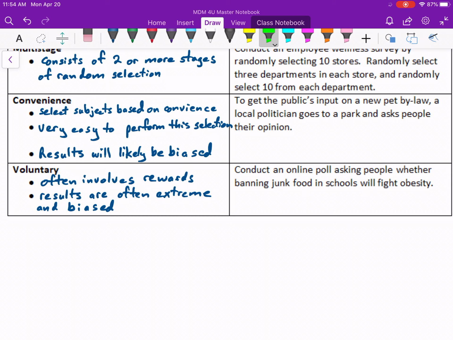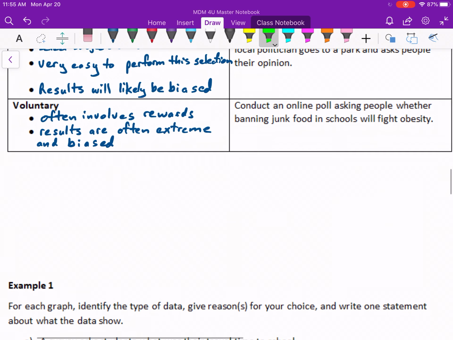Convenience. A convenient sample is literally one that's convenient to the person doing the survey. That makes it easy to get the data. The problem is the results are going to be biased. And the problem is that it's not really random, is it? Let's look at the example. To get the public's input on a new pet bylaw, a local politician goes to the park and asks people their opinion. So that's convenient for them, but it's not random. It's only people in the park. And some people might not go to the park. Maybe they're sick and shut inside. Maybe they just don't like parks, but they still have pets. So it's going to be biased. Everyone doesn't have an equal chance.